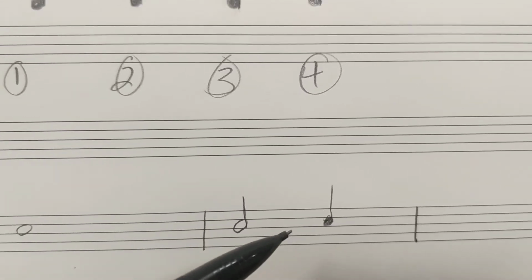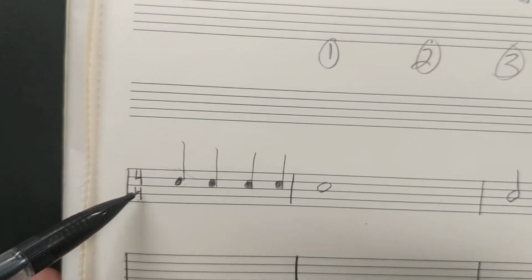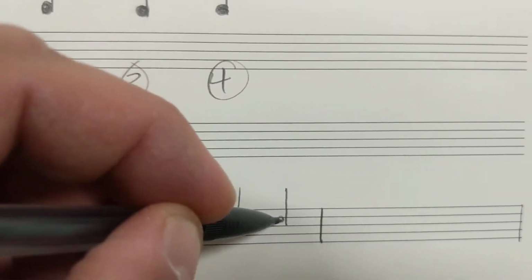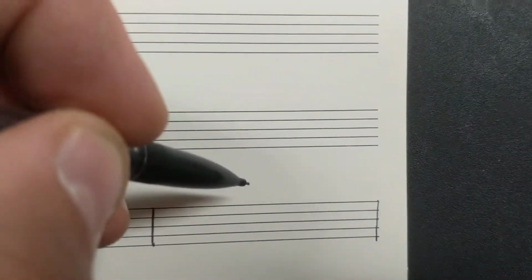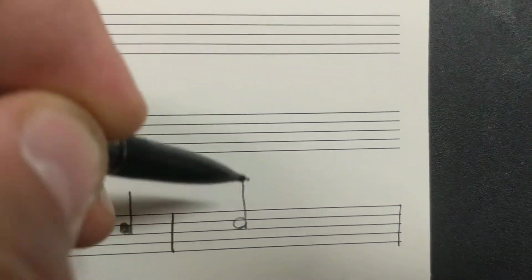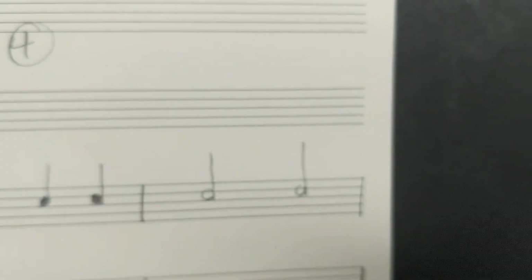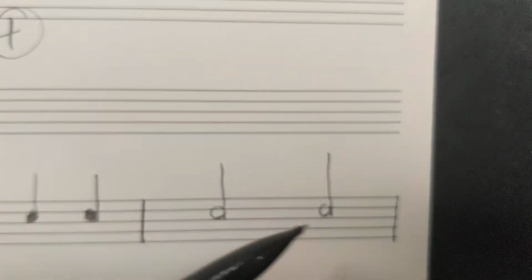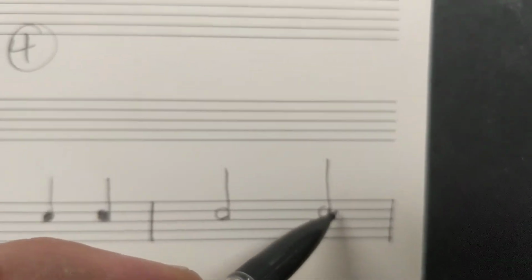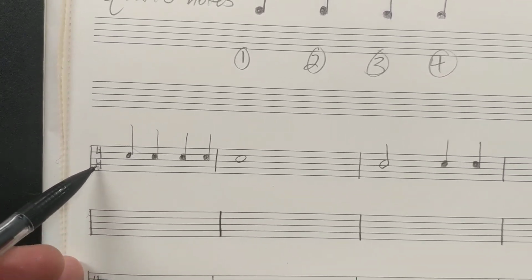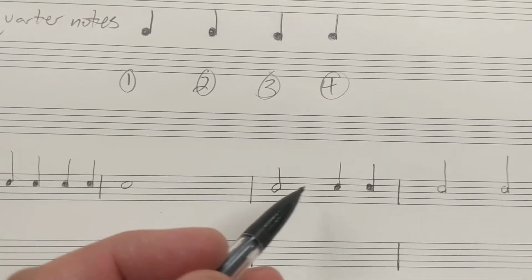In order to make this work, we need to add 1 more note. And then this and that. How many quarter notes are in a half note? 2. 1, 2, 3, 4. Now it all works. 4 over 4. Guys, that's it. It's just a rule that tells you how much room you have.